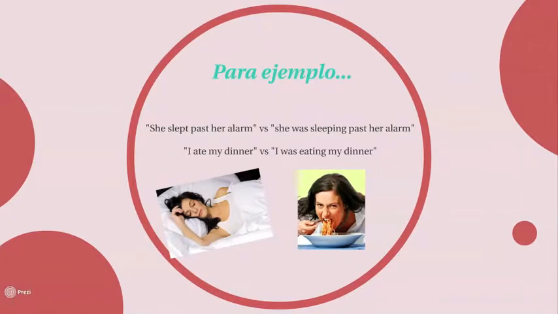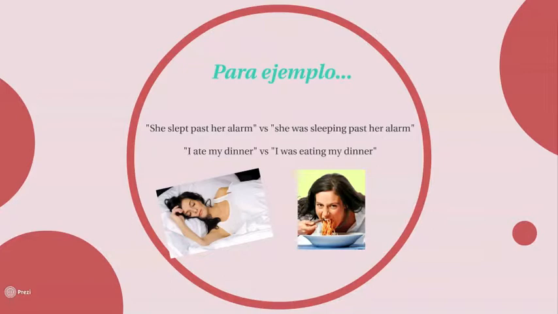She slept past her alarm. Is it a one-time action, or is it an ongoing action? Well, hopefully she only slept late once if she wants to avoid attention. No, this sentence is in the preterite, because we can assume that she has finished sleeping past her alarm, and it's in the past. But she was sleeping past her alarm is different.